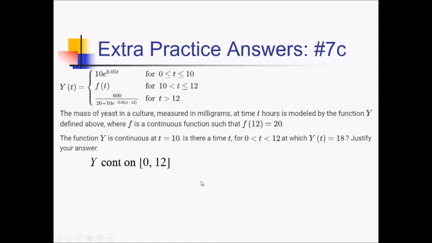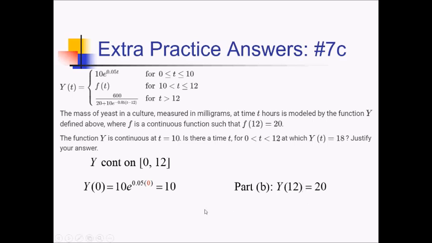Next, we have to figure out y of 0 and y of 12. For y of 0, the beginning y value, we're going to use this first rule here. So that's just 10e to the 0 basically, which is just going to be 10. And then we need to find y of 12. We already found in part B that y of 12 was 20 because y of 12 is just f of 12, which they told us is 20.